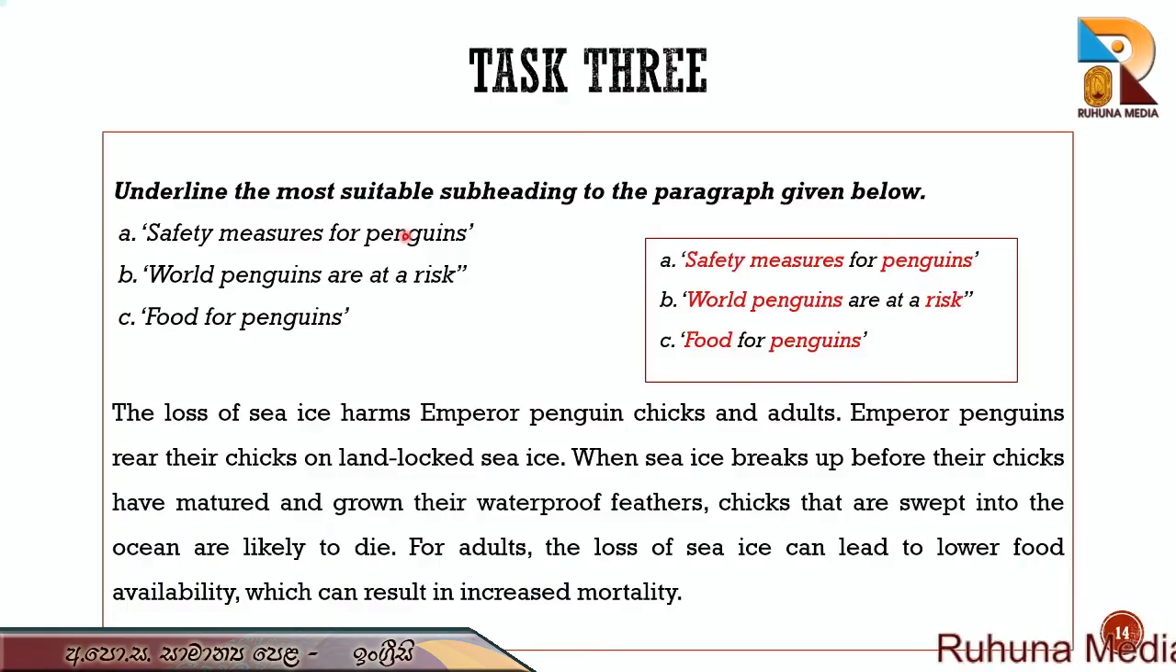Now we are going to read the last sentence. For adults, the loss of sea ice can lead to lower food availability, which can result in increased mortality. Now you have the keyword food here.